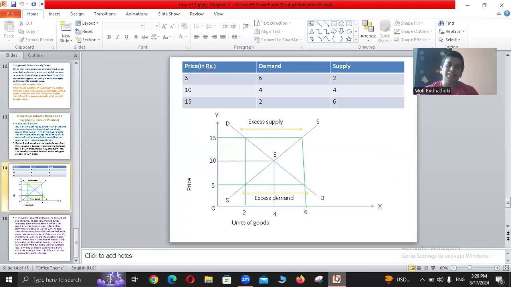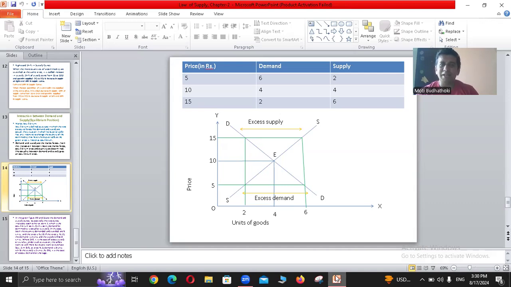Look here. In the beginning, the price is 5 rupees per unit. At that time, the demand for that good is 6 units, but the supplier wants to sell only 2 units. Similarly, if the price is higher, from 5 to 10, at that time the demand decreases from 6 to 4 and the suppliers also increase the selling amount, or supplying amount, from 2 to 4, where supply and demand are equal, where the price is determined at rupees 10.